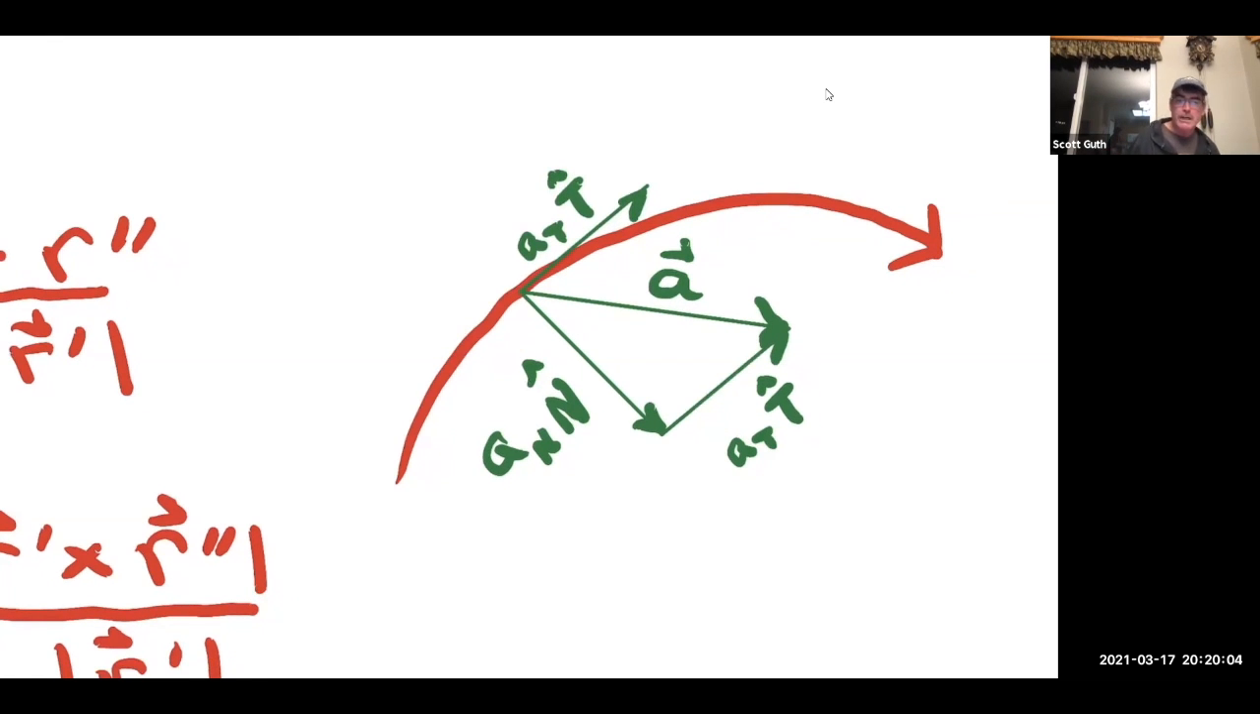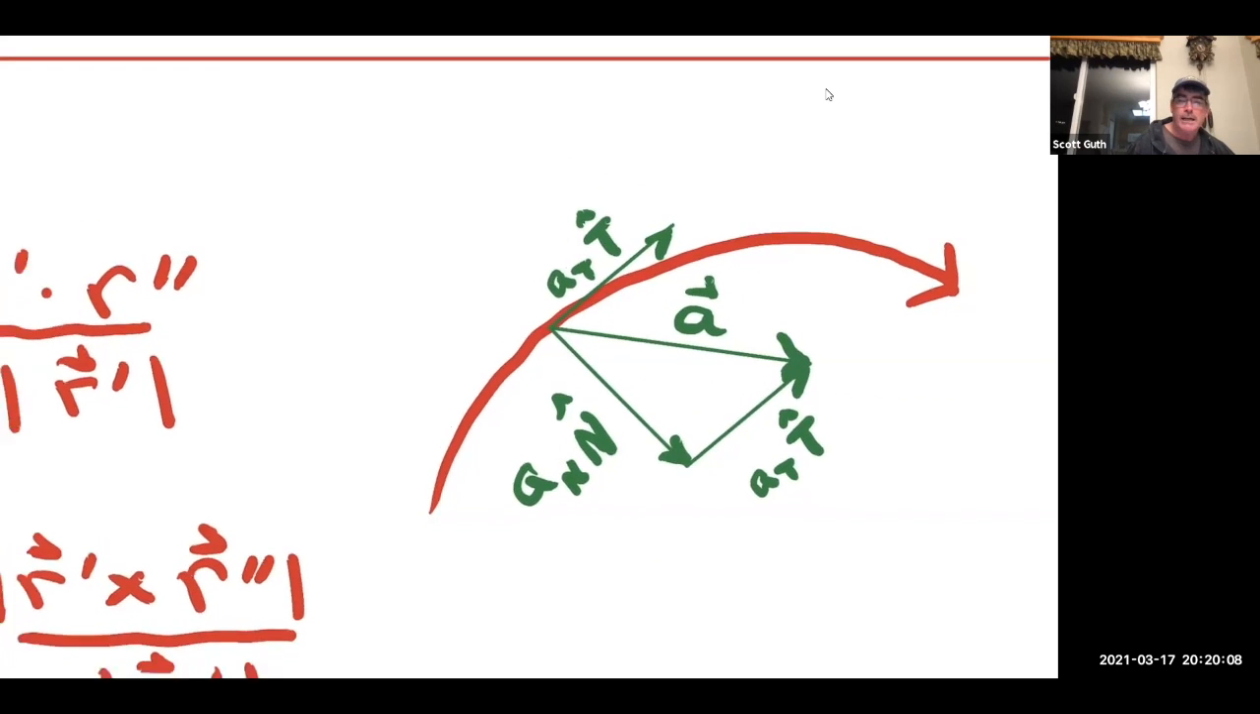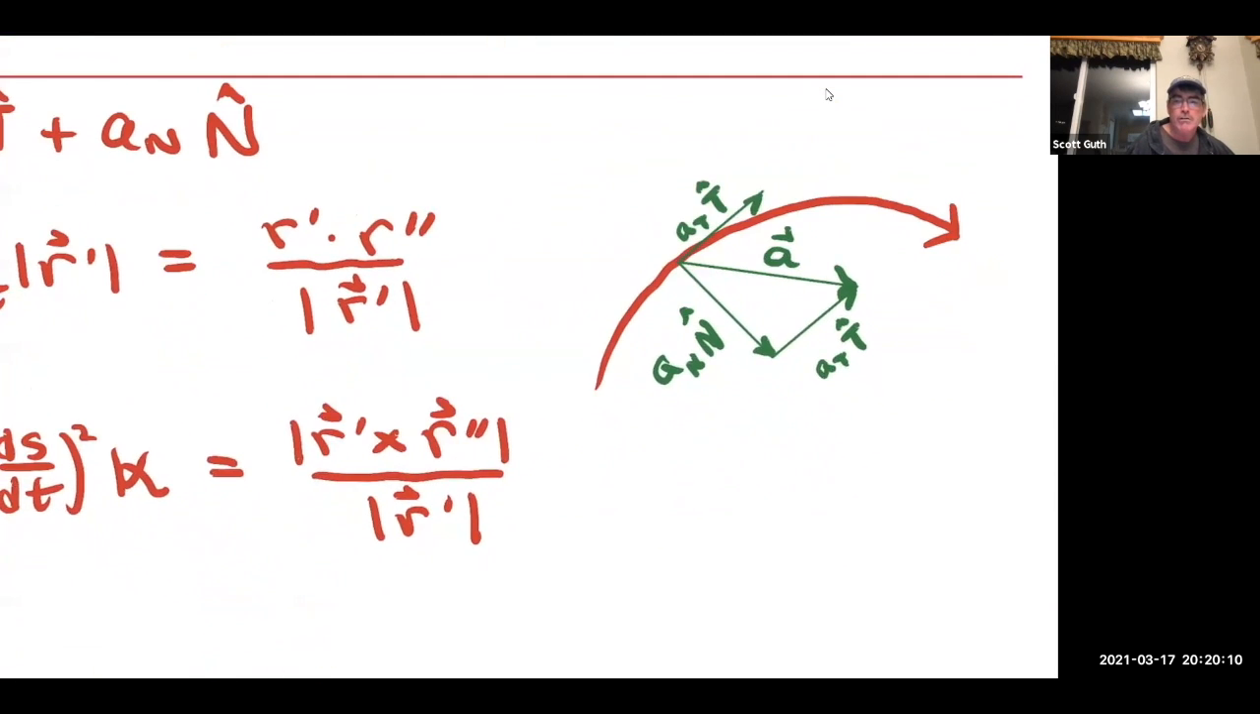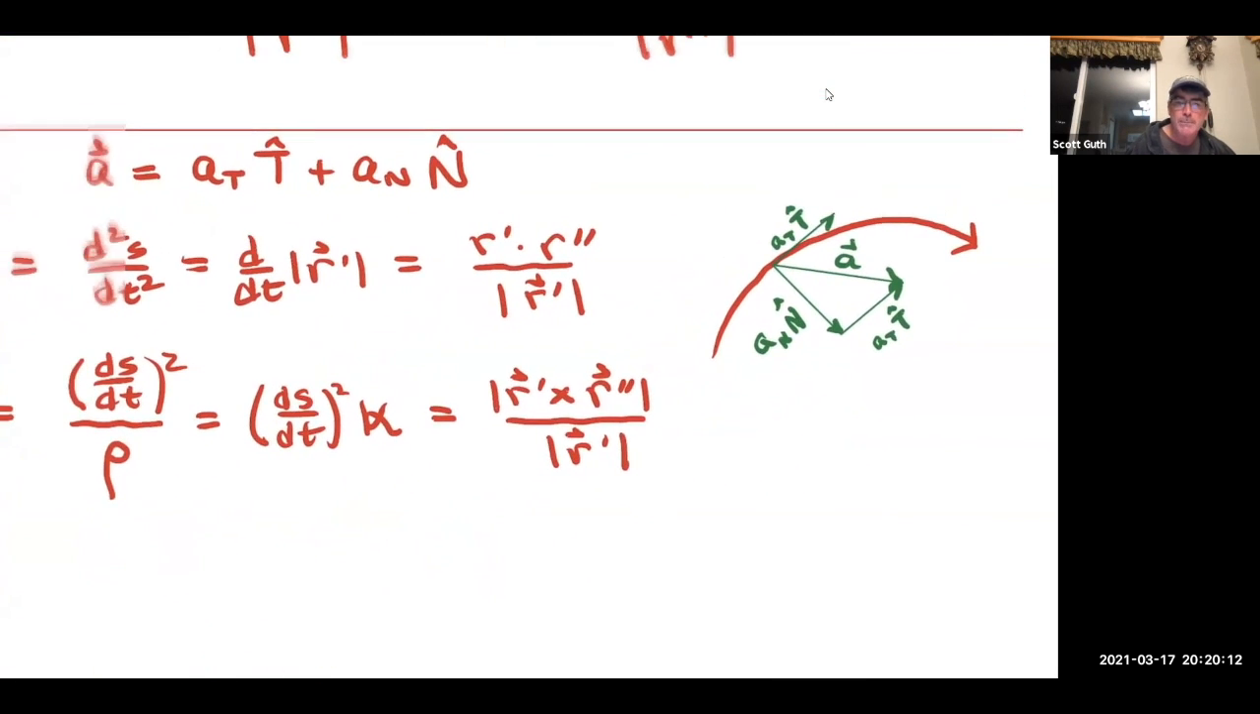Obviously, this is a right triangle. So there's trig behind the scenes here. But as usual, the dot and cross products are doing our trigonometry for us in three-dimensional space, which is very complicated. The dot and cross products do the trig for us, so we can break down acceleration into these two vectors that basically add up to a right triangle.